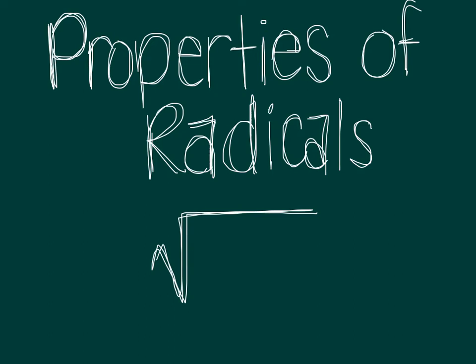This video will be a basic summary of the properties of radicals. This shape right here is a radical. Sometimes we call it the square root when there's no other number here. So for now, we can assume we're talking about square roots when we see this symbol.